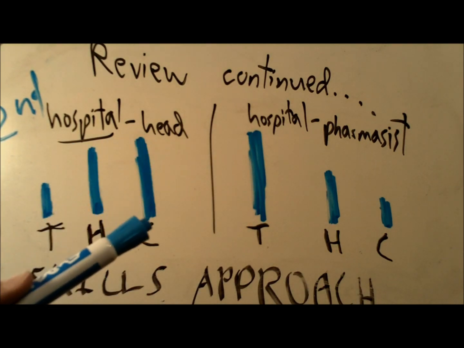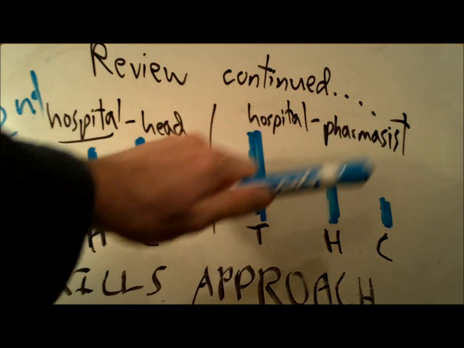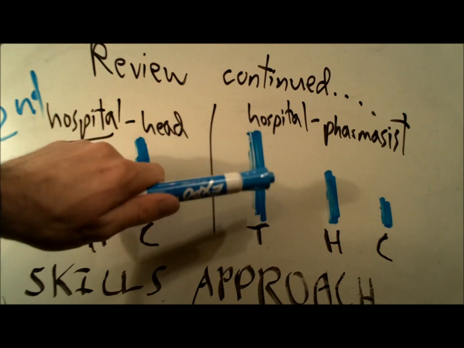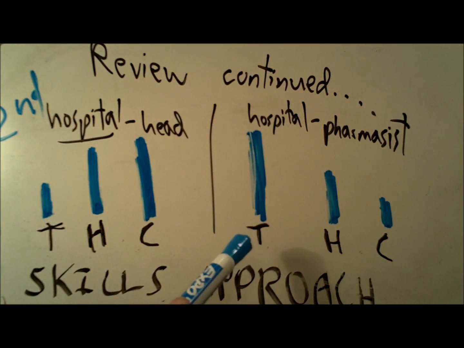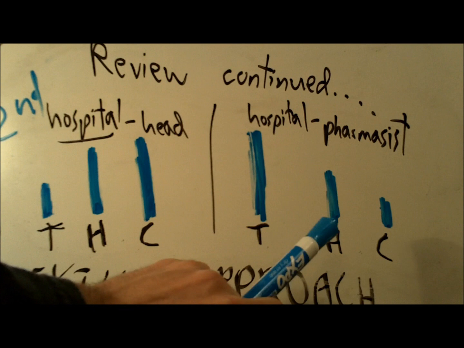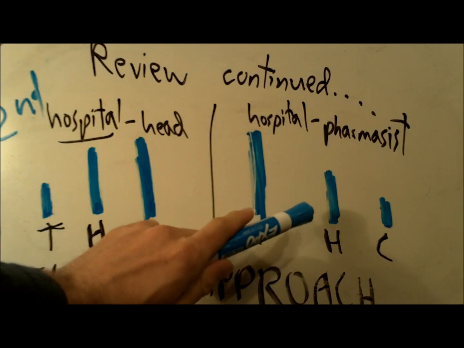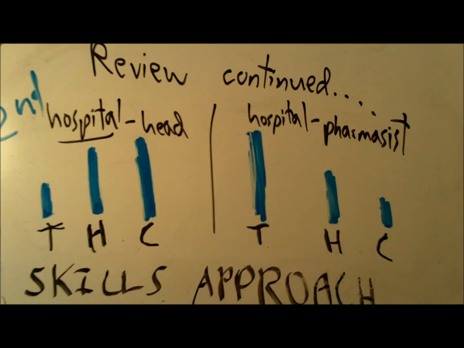On the other hand, say you're a pharmacist. Your technical skills have to be pretty huge because you're working with all kinds of medicine, and you don't want to mess it up, of course. Human skills, you're working with doctors, but not too many patients, so your human skills don't have to be huge. And your conceptual skills don't have to be huge.